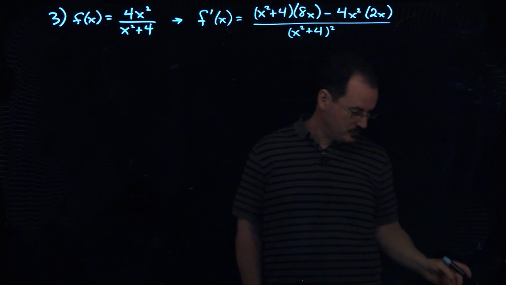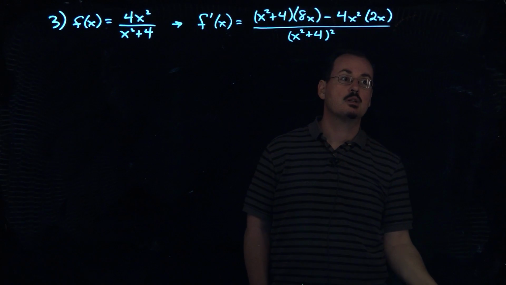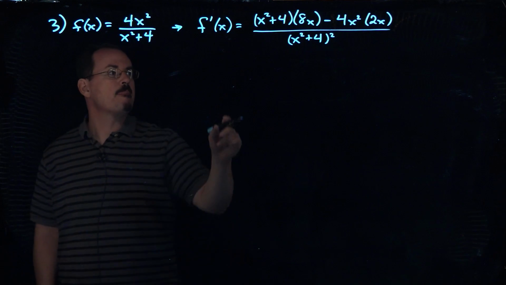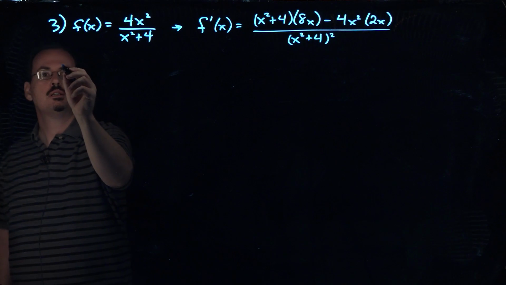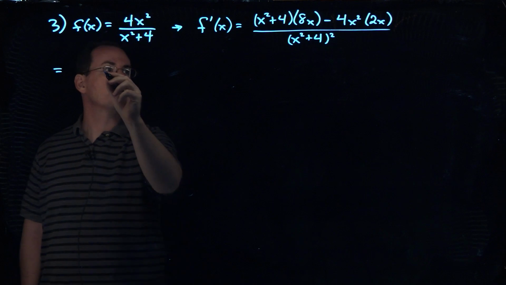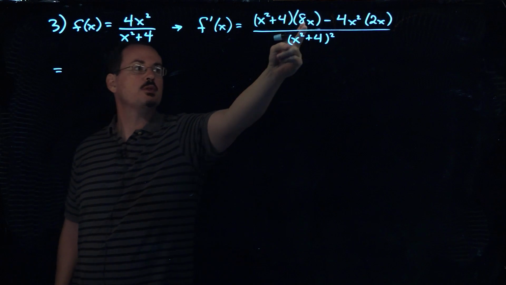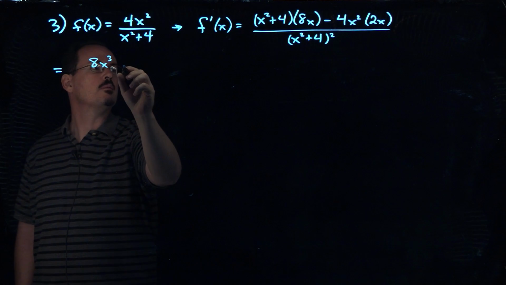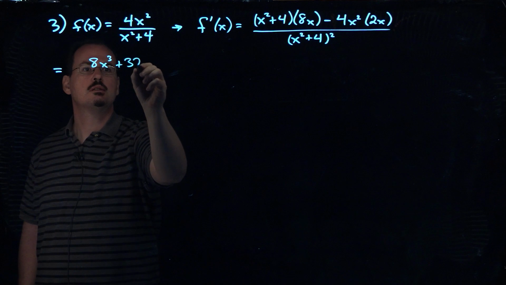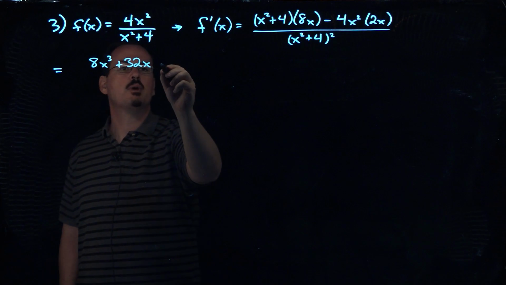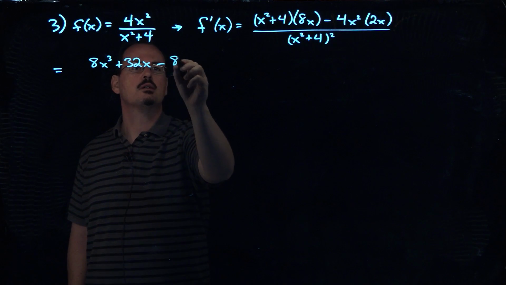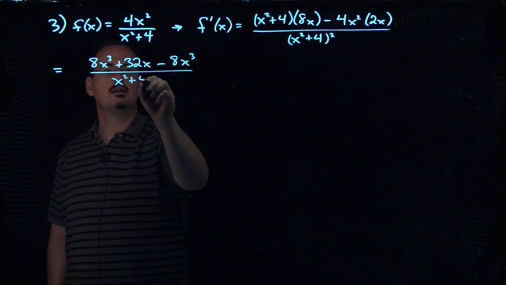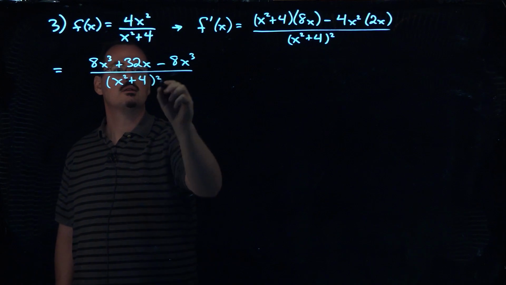I'm hoping that all of this is showing up. Just lower that a little bit, make sure that you're seeing it. Okay, so let's simplify that derivative. We're also going to have to find the second derivative. So we'll distribute that 8x to there. We're going to get 8x to the third plus 32x. And then for the second part, we'll have minus 8x to the third. And it's still dividing this by x squared plus 4 squared.